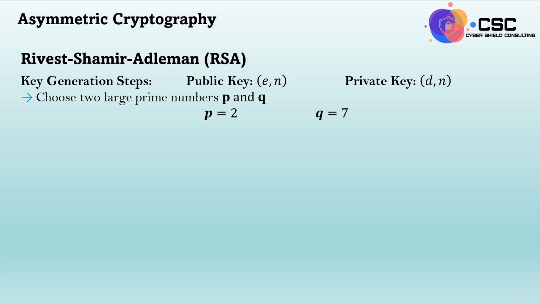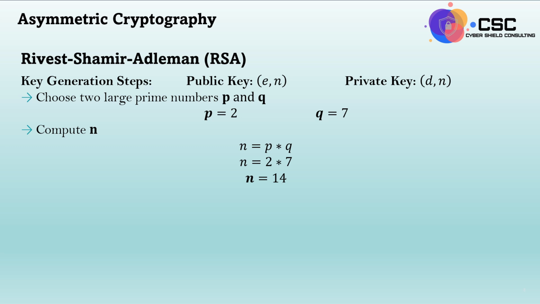Next, we calculate n, which is the product of our chosen primes. n equals p times q. That's why you see 14, which is the result of multiplying 2 times 7. Substituting the values 2 and 7, we get 14 as the value of n. And this will be used in both the public and private keys. It's used as the modulus for both encryption and decryption operations.